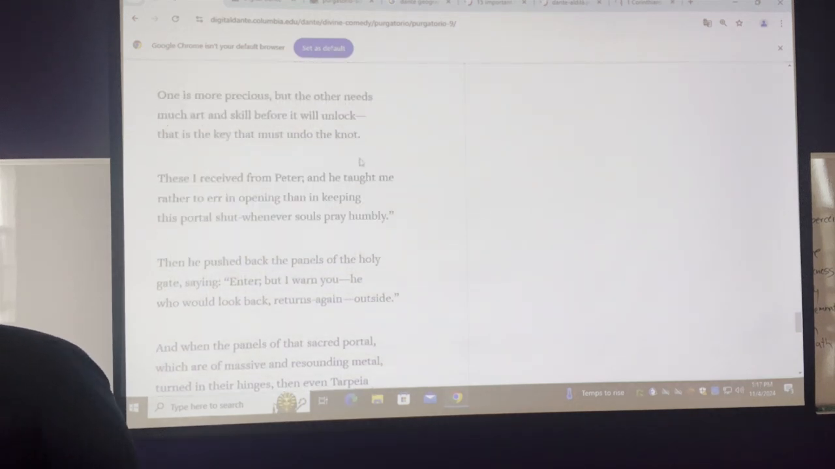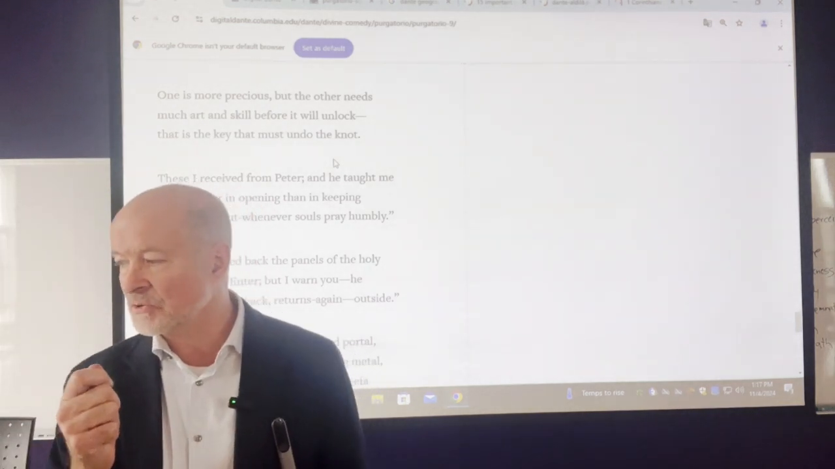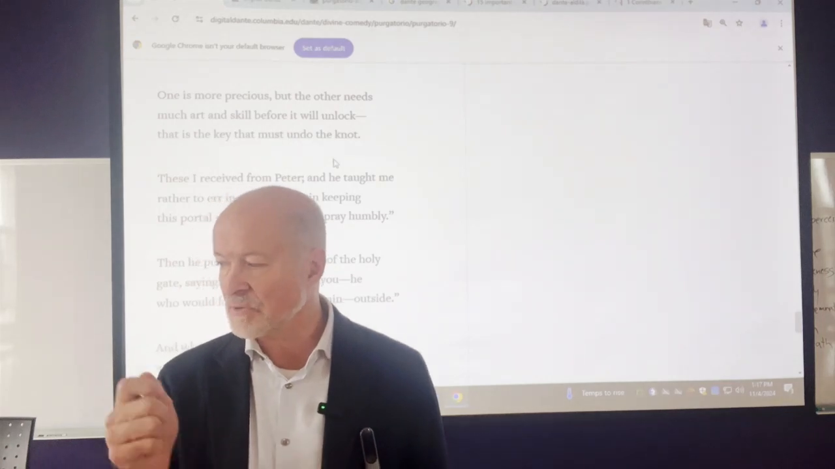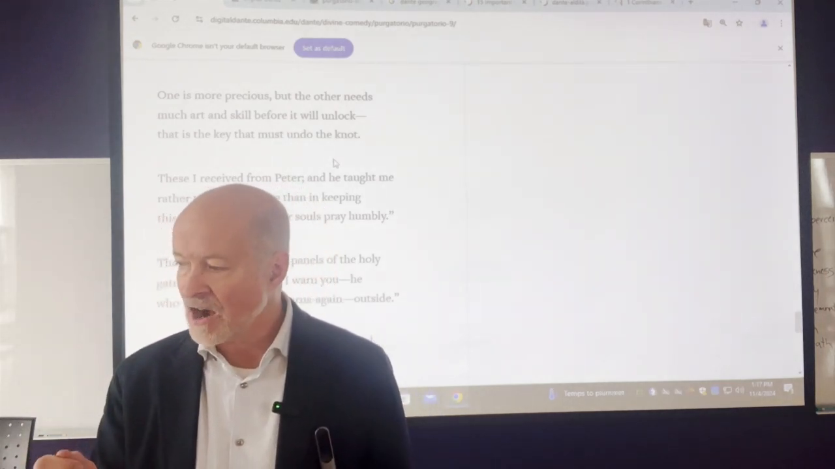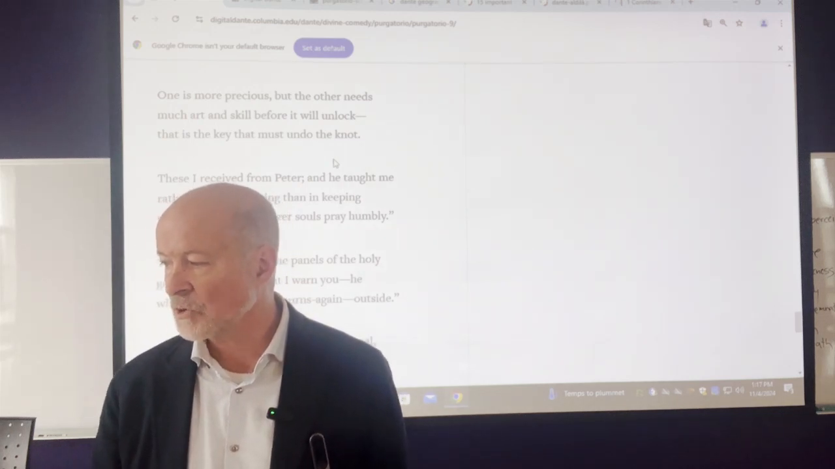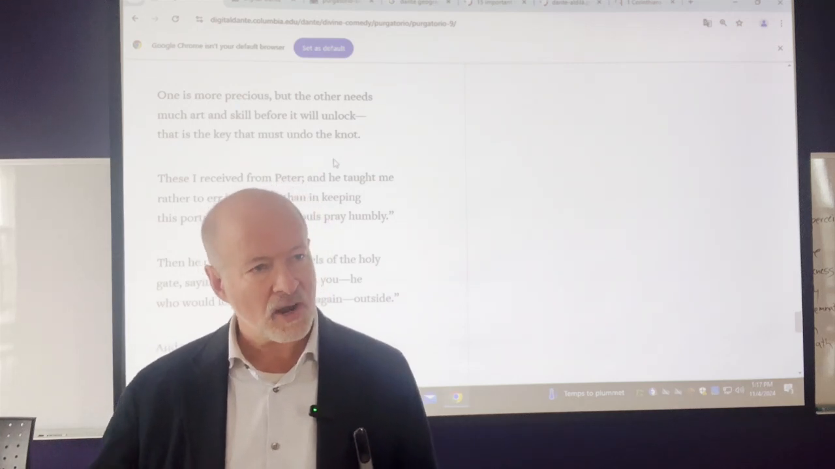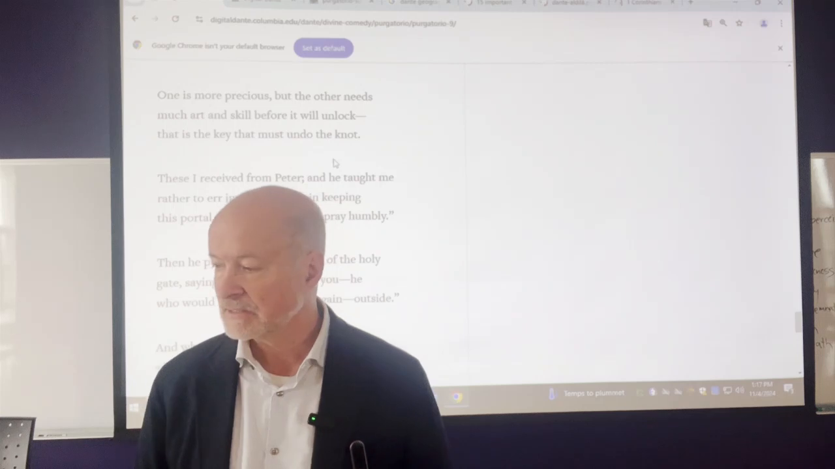One is more precious, but the other needs much art and skill before it will unlock. That is the key that must undo the knot, and the knot is of sin. And the sacred key will do it. These I received from Peter. And he taught me rather to err in opening than in keeping this portal shut whenever souls pray humbly. So, to be gracious, err more on the side of letting people in than keeping people out.